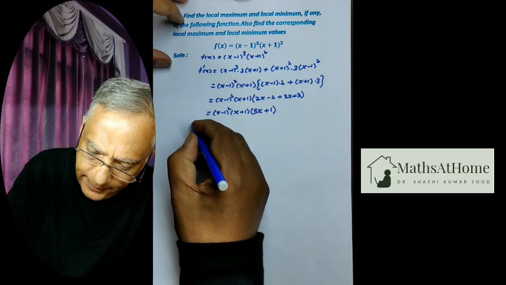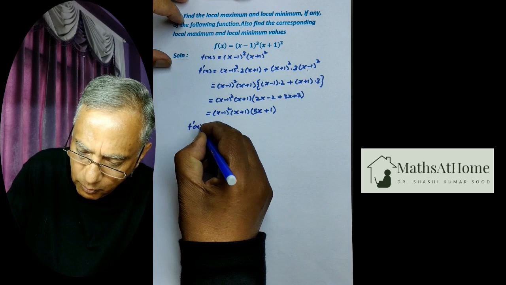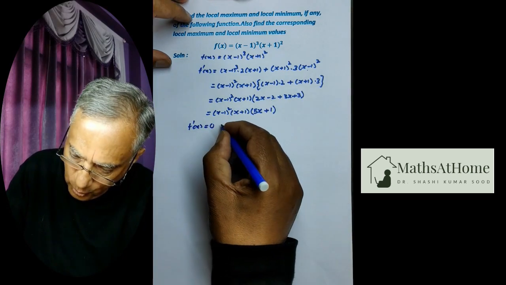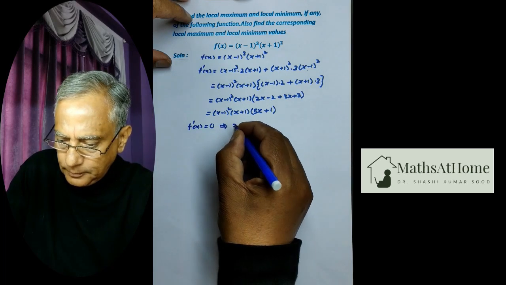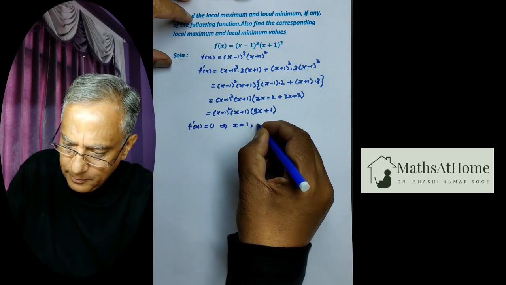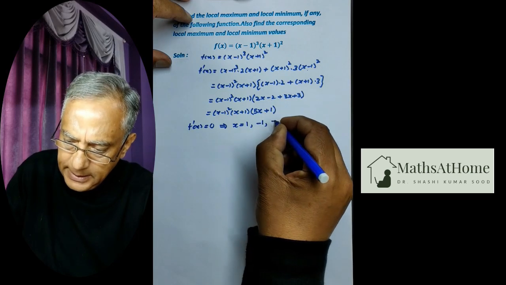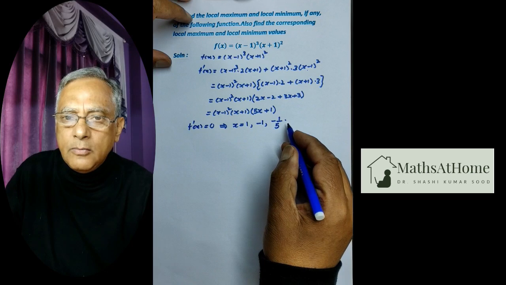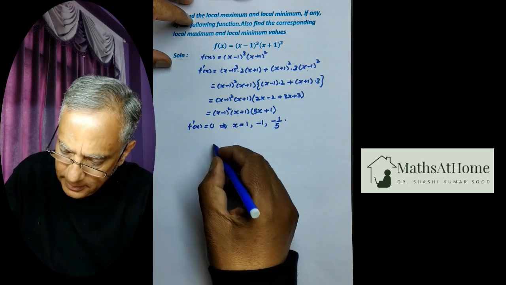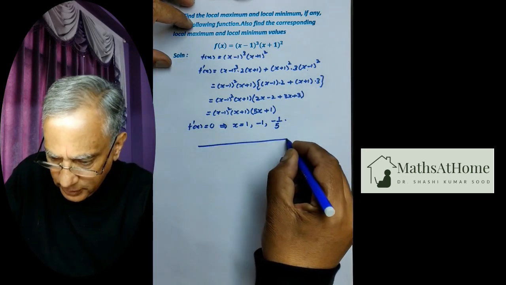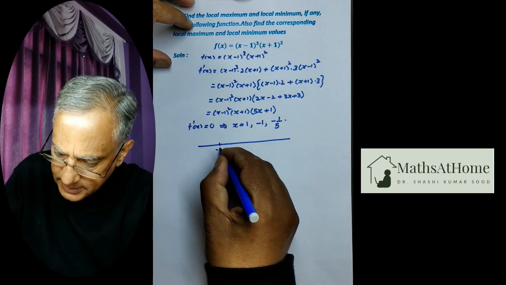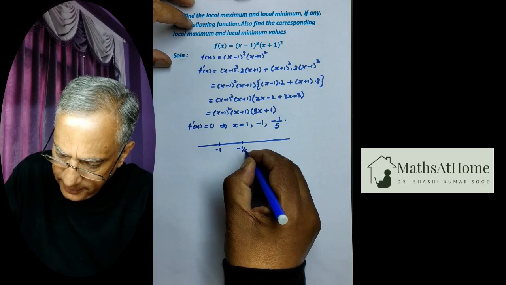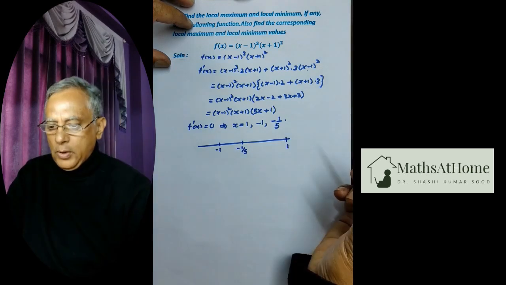So put f'(x) equal to 0. What we get is x equal to 1, minus 1 and minus 1 by 5. So these are the critical points or extreme points. So we have the points minus 1, minus 1 by 5 and 1.